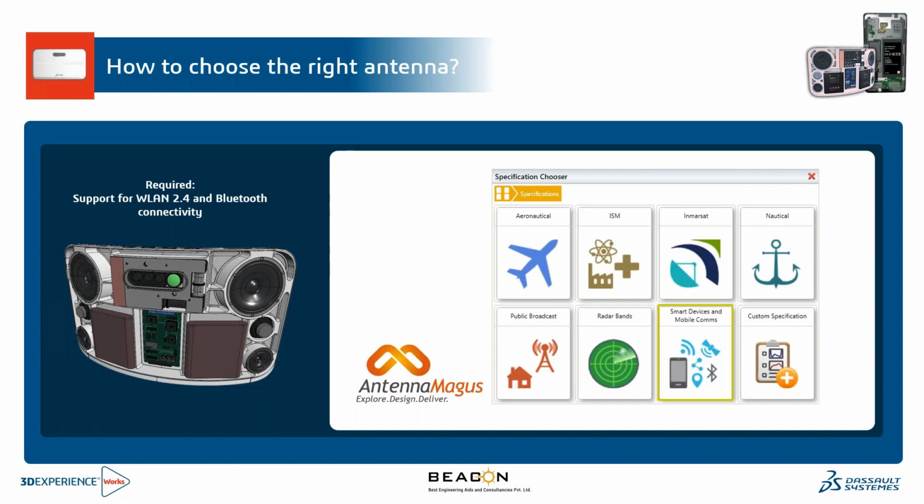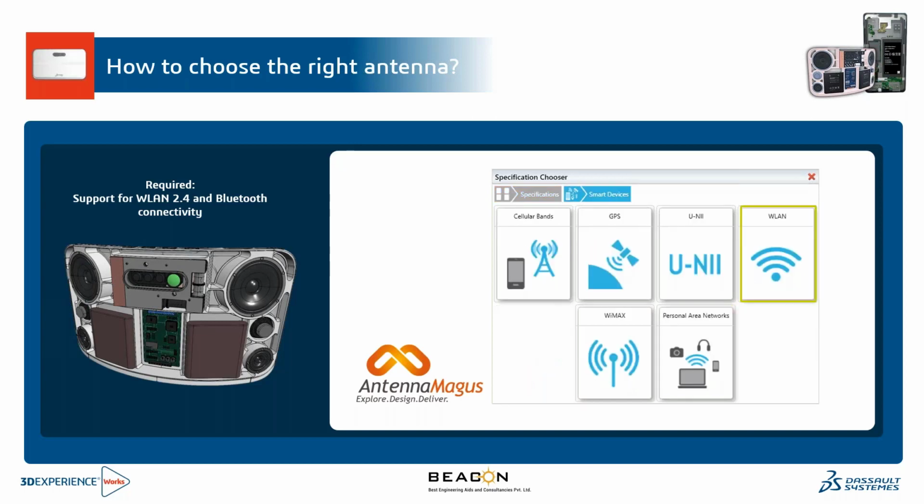Since we are looking for smart devices and mobile communication types, we can choose that particular template as highlighted over here. Within that, we have various applications, whether it is for cellular bands or GPS or UNII, and then LAN, WiMAX, then personal area network. These are various other sectors which come within the smart devices.